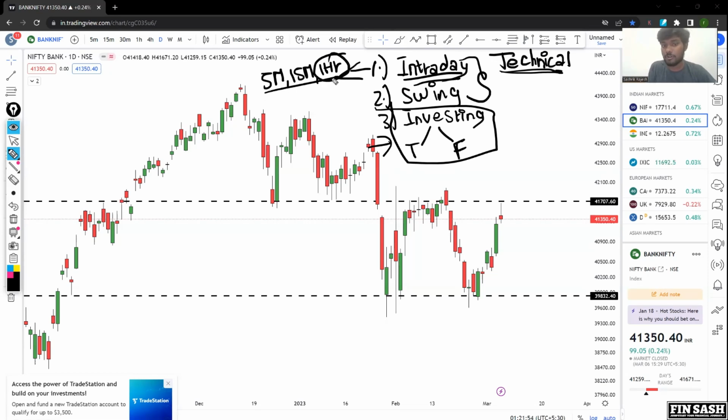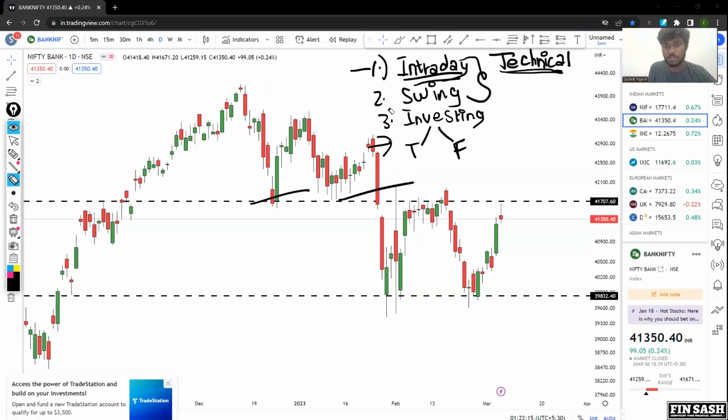I said 1 hour for drawing the levels. Now you guys know how to draw levels, see where the big players are and draw levels over there. 15 minutes and 5 minutes are both for entries, right? So that's for intraday.